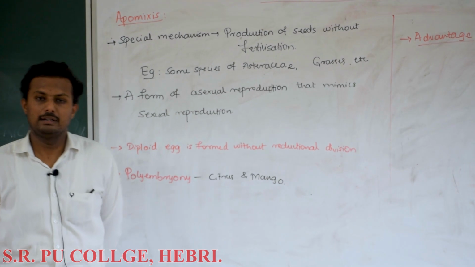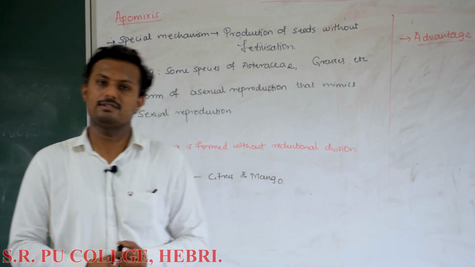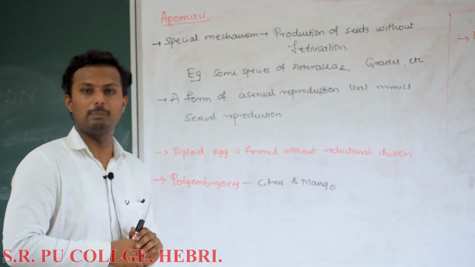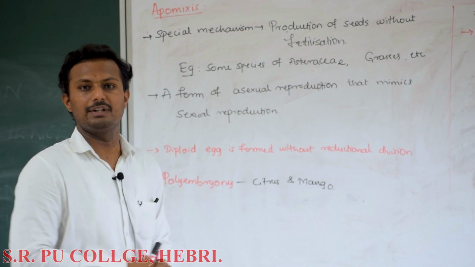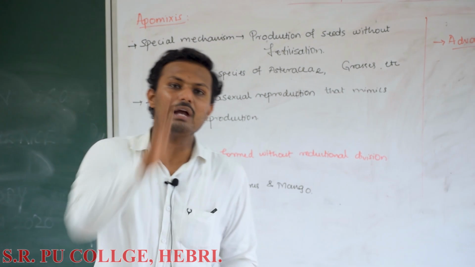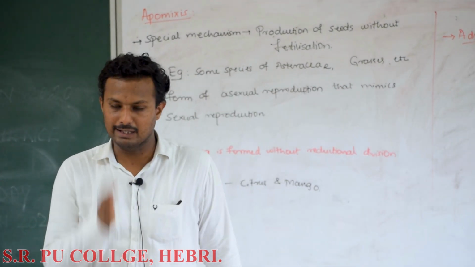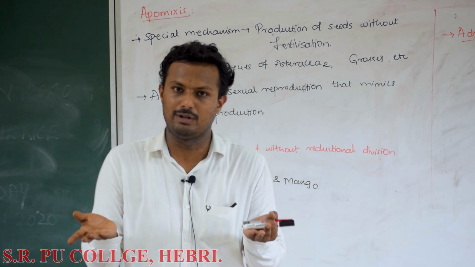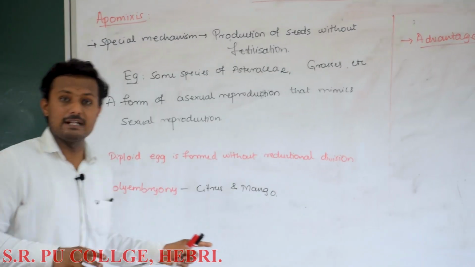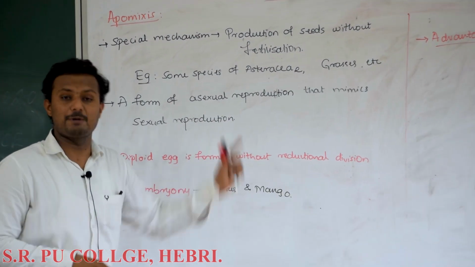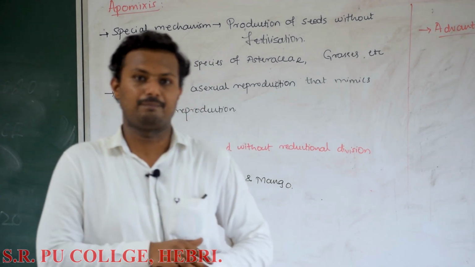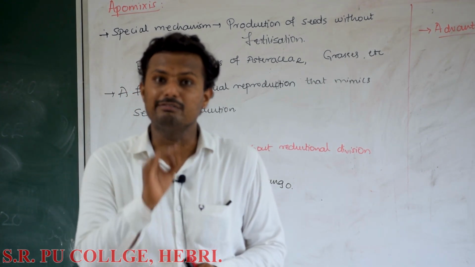Yes, in the previous session we studied seeds in detail, and in this session we will talk about one very interesting mechanism that we see in the angiosperms, and that is what is called apomixis. See, we have talked about parthenocarpy. Parthenocarpy is the technique of production of fruits without fertilization. Similarly, apomixis is a special mechanism in which seeds are produced without fertilization. Yes, seeds are produced without fertilization.